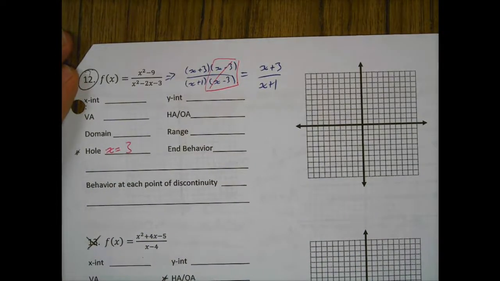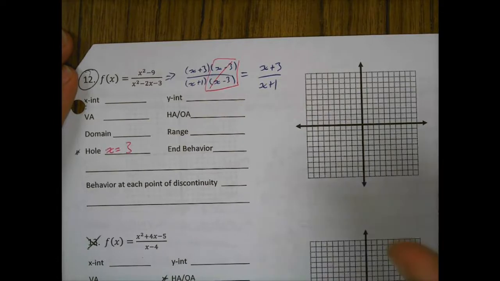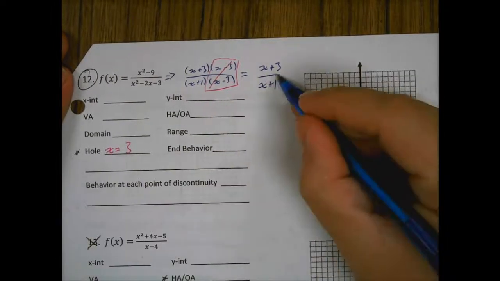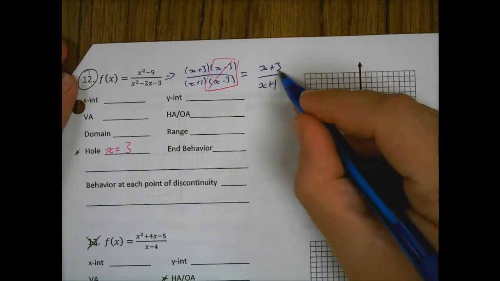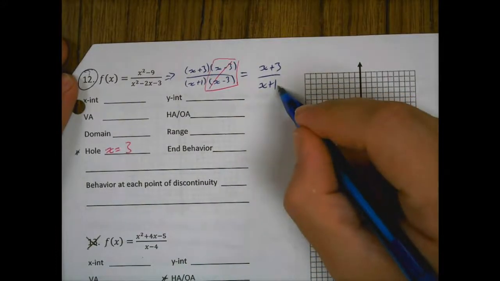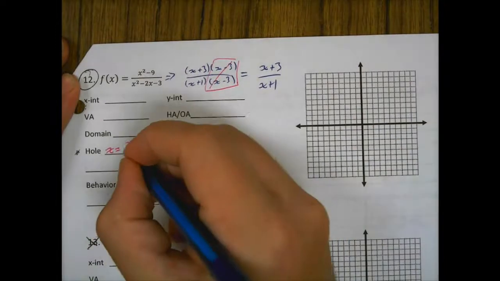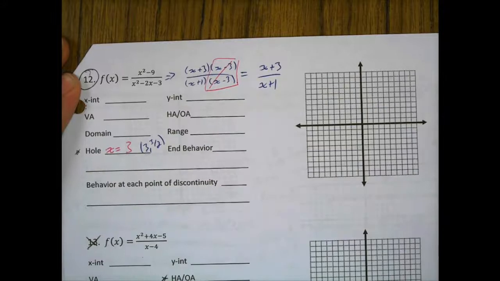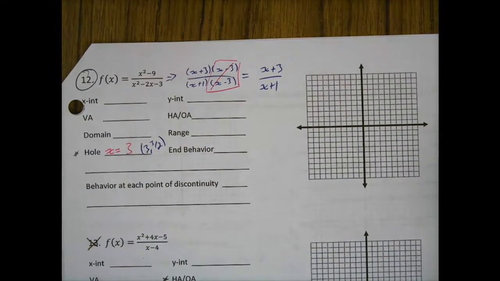In order to find out what the ordered pair is that the point actually is for the hole, you can put 3 into our simplified function. So we'd have 3 plus 3 is 6 over 3 plus 1 is 4. 6 divided by 4 is 3 halves. So we would have the point 3, 3 halves for our hole. That's just our removable discontinuity.